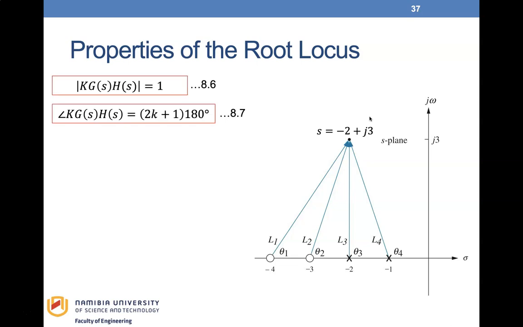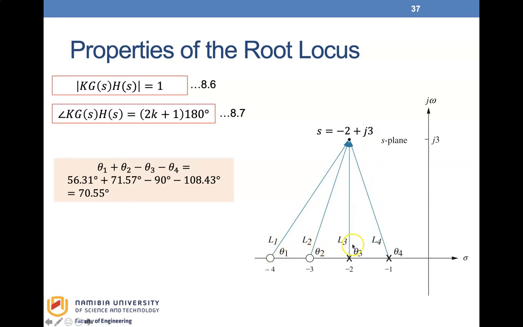Let us consider a point s equal to -2 + j3. The angle condition will be given as the sum of the angles of the zeros, represented by theta subscript 1 and theta subscript 2, minus the angles of the poles, given by theta subscript 3 and theta subscript 4. This gives us a sum of 70.55 degrees, which does not satisfy the angle condition. Therefore, the point -2 + j3 is not a closed loop pole for any gain.